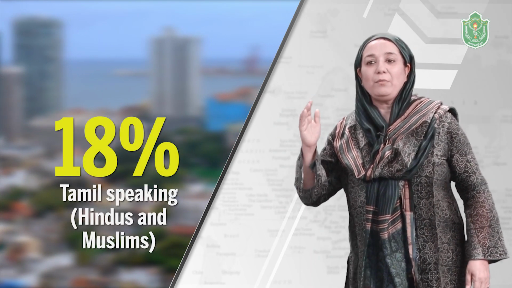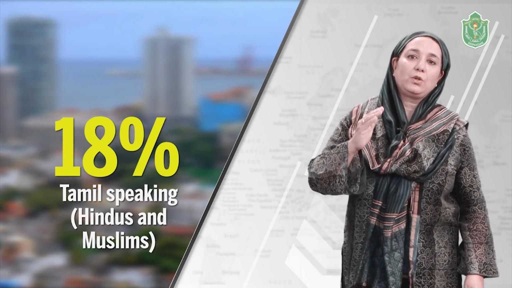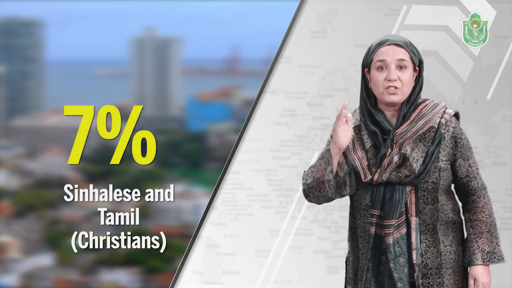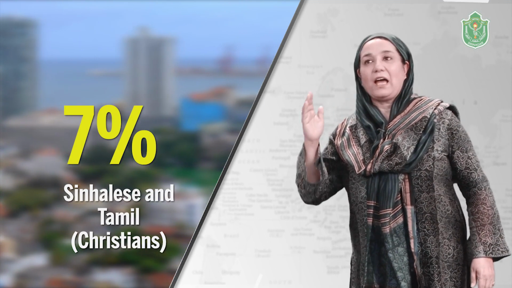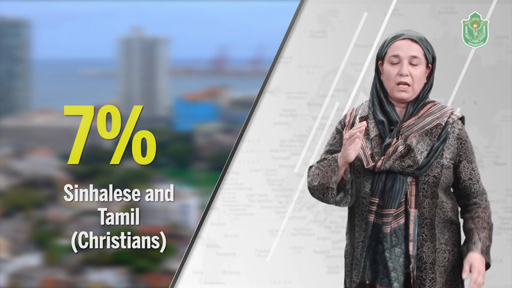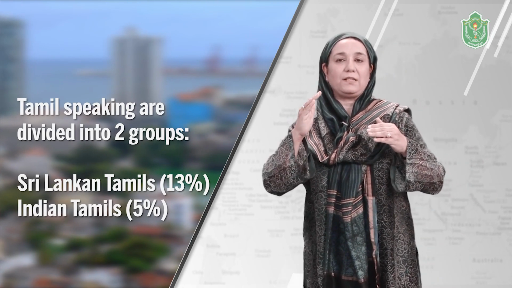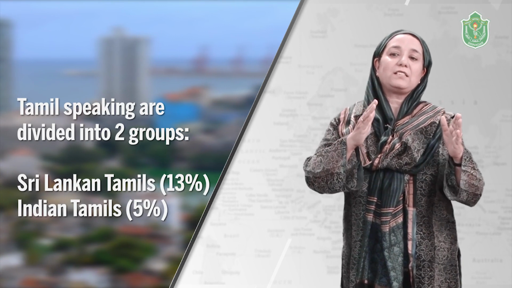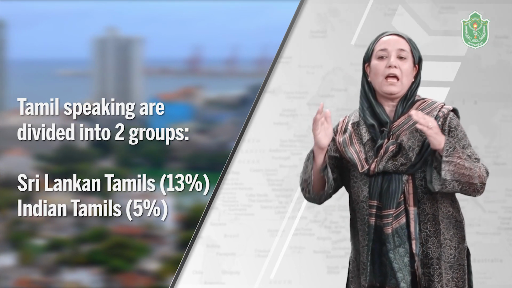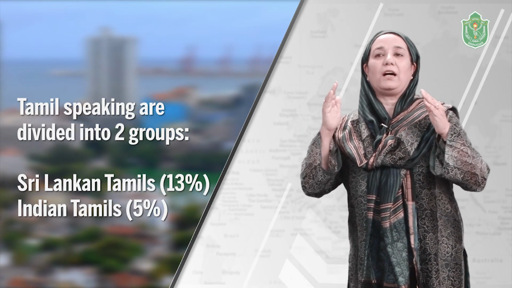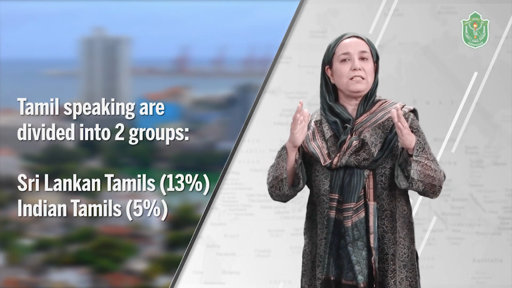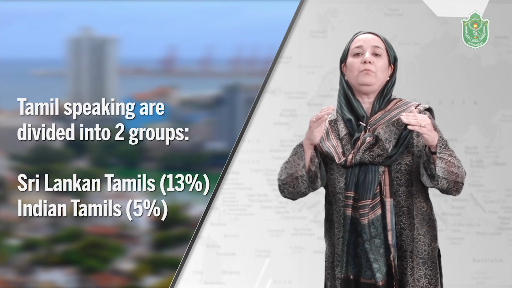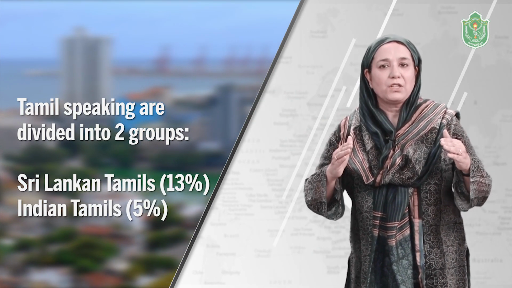18% are Tamil speaking. They are both Hindus as well as Muslims. 7% are Christians and they are Sinhalese and Tamils. Now these Tamil speakings are divided into two groups. They are Sri Lankan Tamils, 13%, and Indian Tamils, 5%. These Indian Tamils, children, were the plantation workers whose forefathers had come to Sri Lanka.